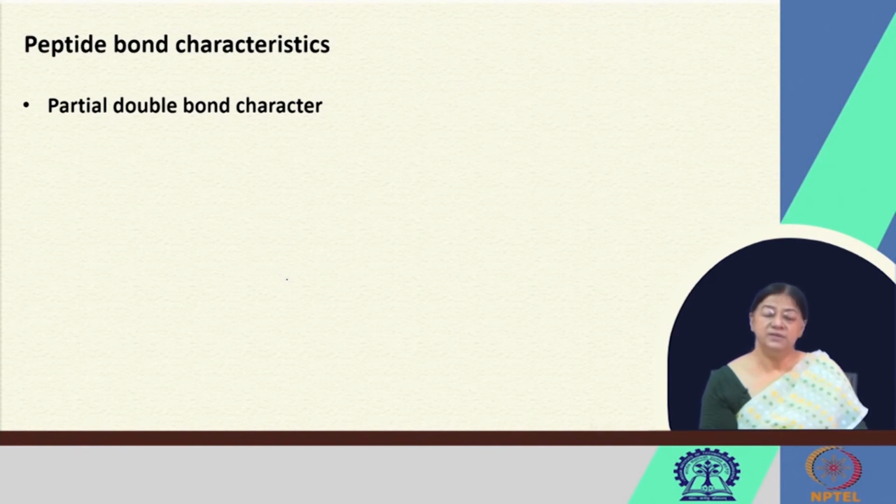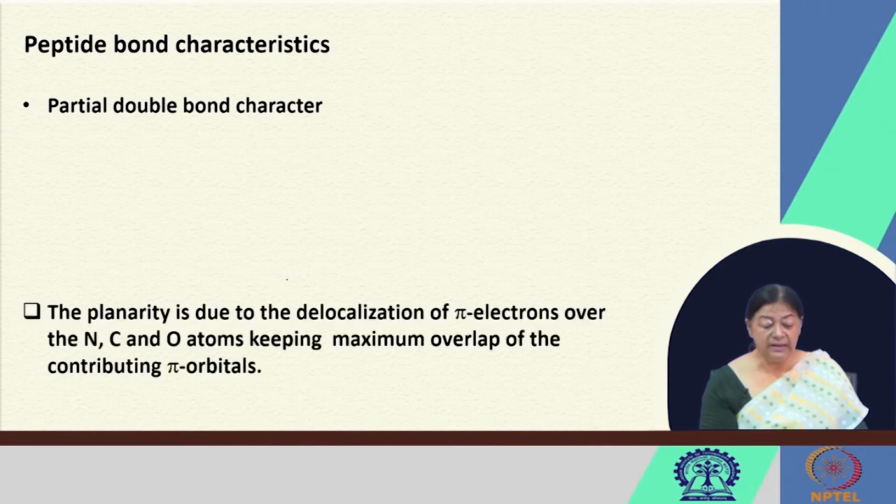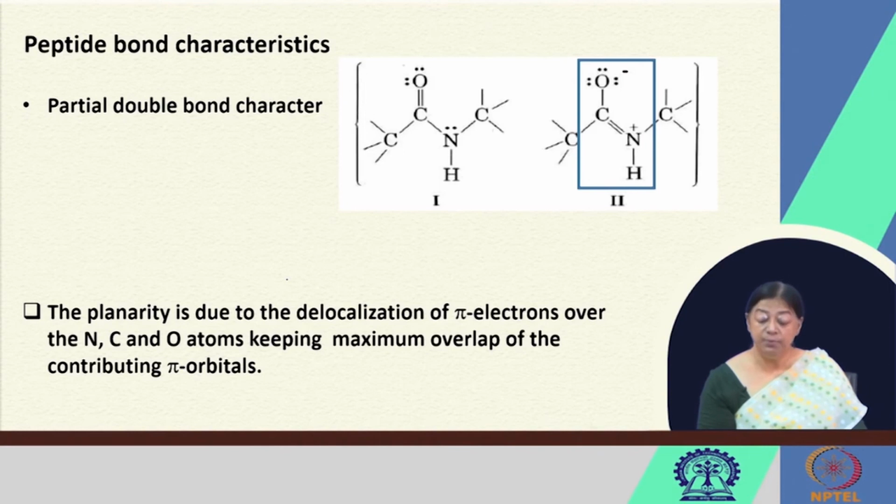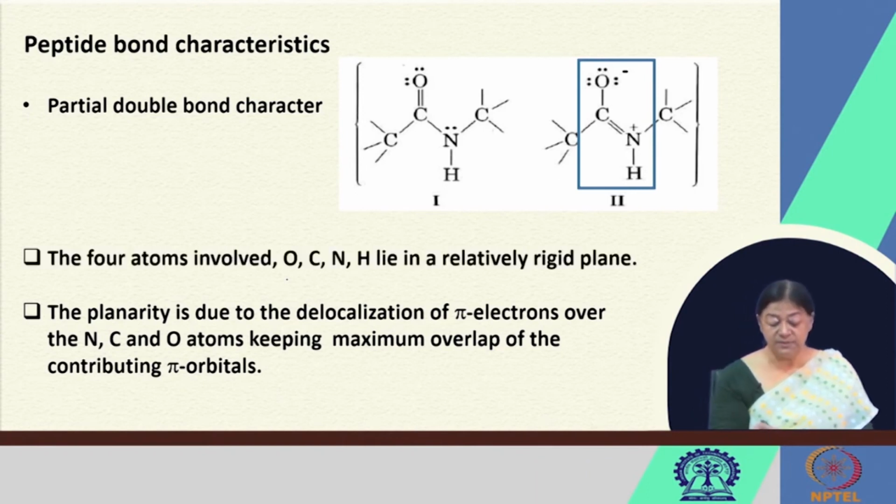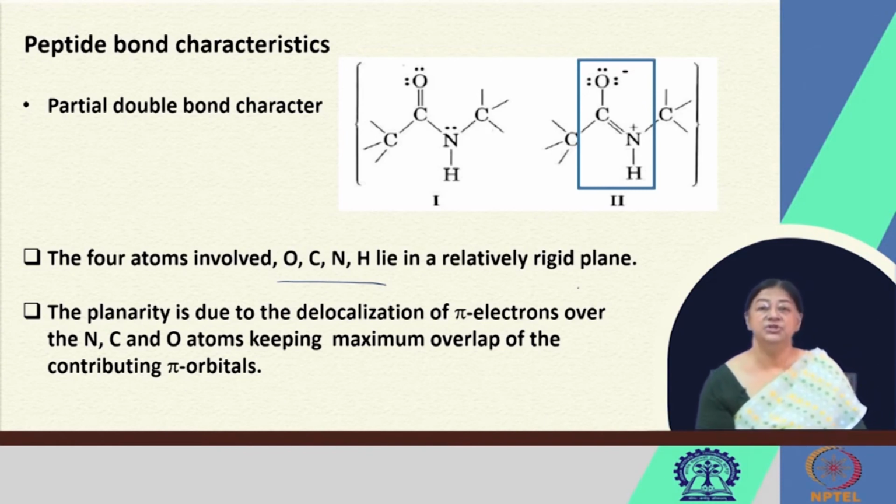So, the peptide bond characteristics include a partial double bond character, and the planarity that we see is due to the delocalization of the pi electrons over the N, C and O atoms, keeping a maximum overlap between the contributing pi orbitals. This is what results in the partial double bond character, which is important in its geometry and its constraints on rotational motion. The 4 atoms therefore lie in a relatively rigid plane, which restricts the rotation about this bond that has lost its single bond characteristics to a certain extent due to the double bond character formation. Why is that? Because of the lone pair on this nitrogen.